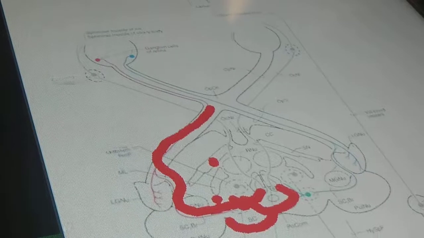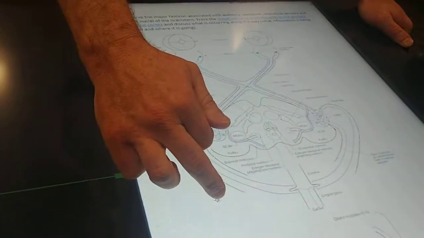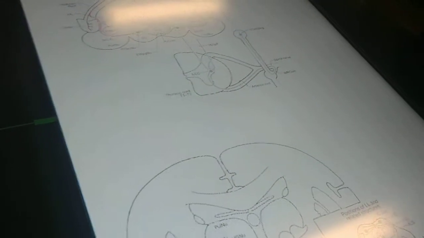And actually, maybe there's another one. Let's see if I can. No, there's another image somewhere where it shows that it actually just runs with cranial nerve 3, and that's why people say cranial nerve 3 is the light reflex.